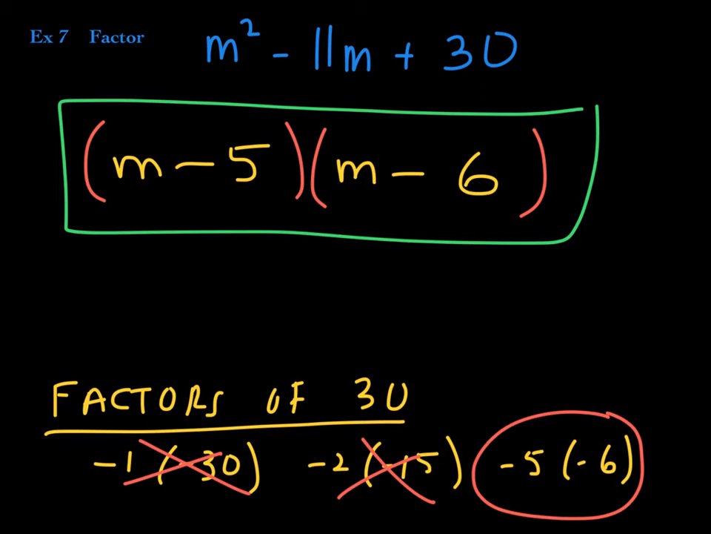Now, you might be thinking, oh, that's straightforward, Mr. Gutierrez. All we have to do is find factors of 30 that add up to negative 11. Factors of the last number that add up to the middle number. That's true as long as the leading coefficient is 1. So you can think that way as long as the leading coefficient is 1. If the leading coefficient is not 1, things get a little more challenging.